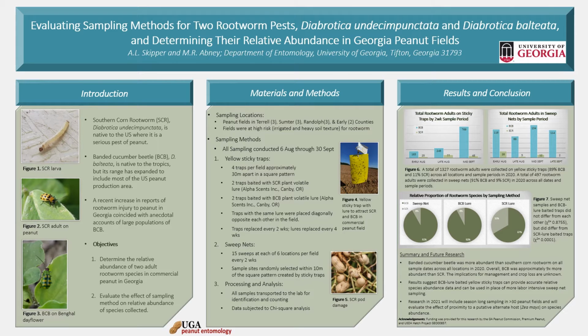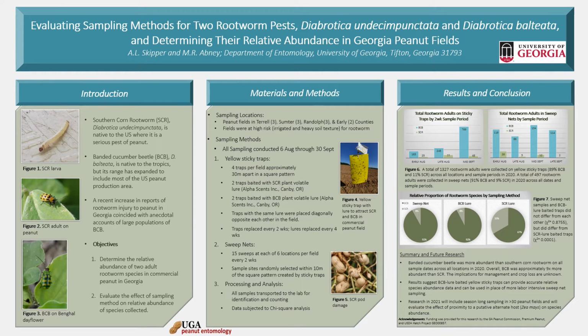The larval stage of this native pest feeds on the pods of peanut. This leads to a lower quality product, which will mean a lower payout to the grower at harvest. Recently, an increase in another Diabrotica species, balteata, or the banded cucumber beetle, populations have been reported, as well as an increase in rootworm injury.